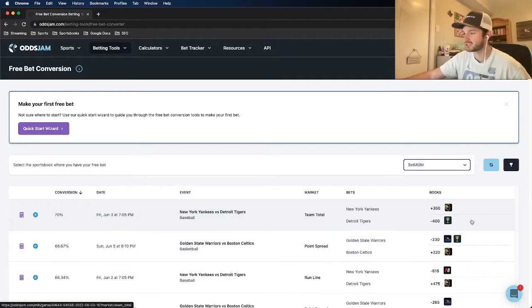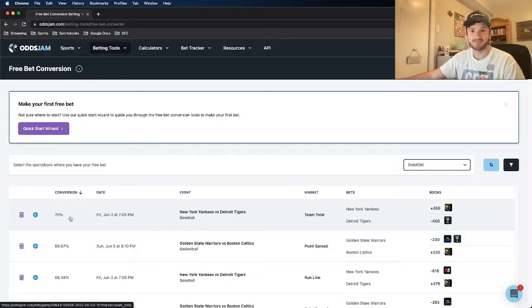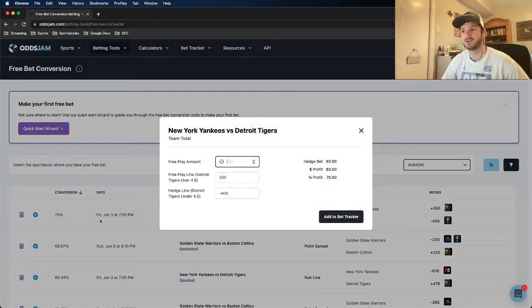So just this first example looks like the odds are BetMGM plus 350 that I would place, and then I would place another bet on the opposite side. Looks like in this case it would be on Caesars, and no matter what happens, I would have converted that free bet into cash at a 70% rate. And if you click this calculator here, it'll give you all the information.